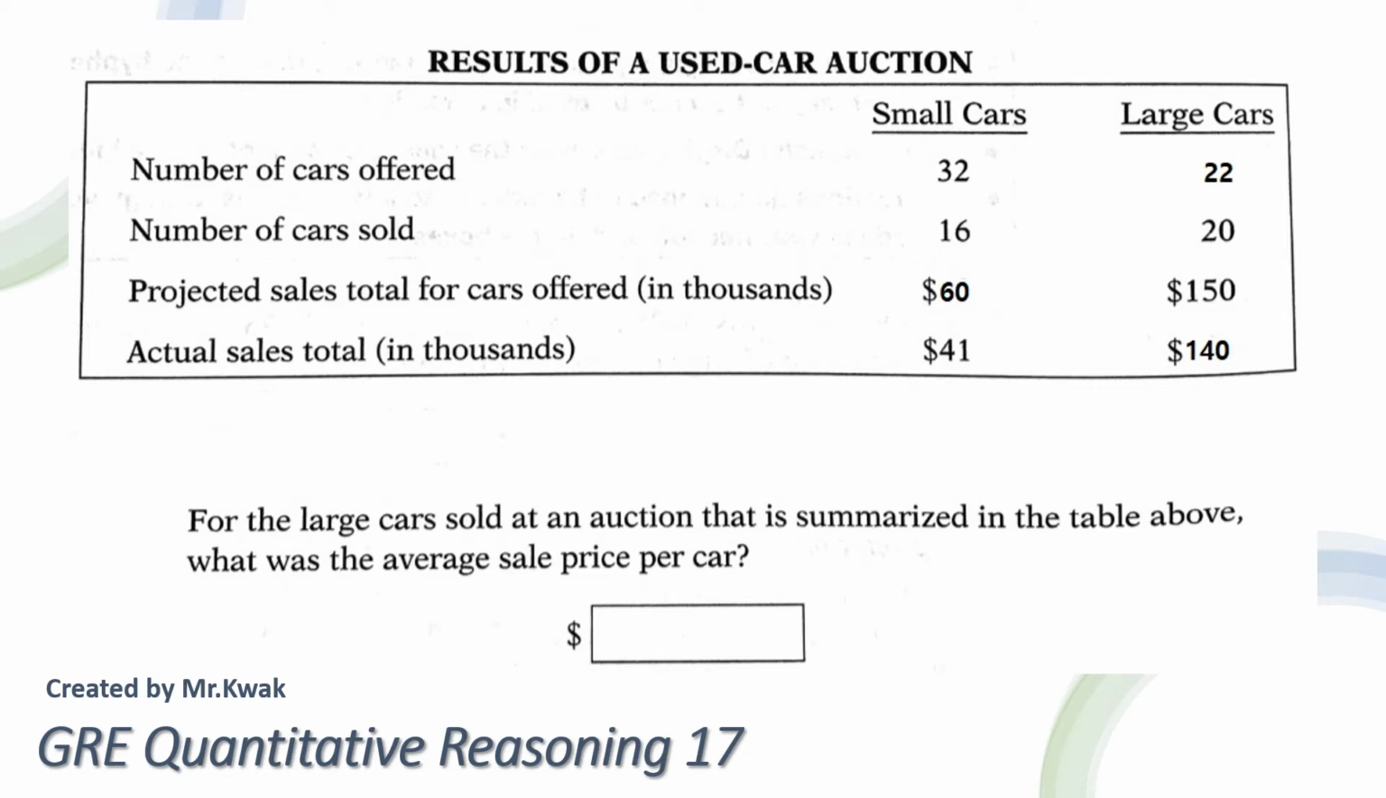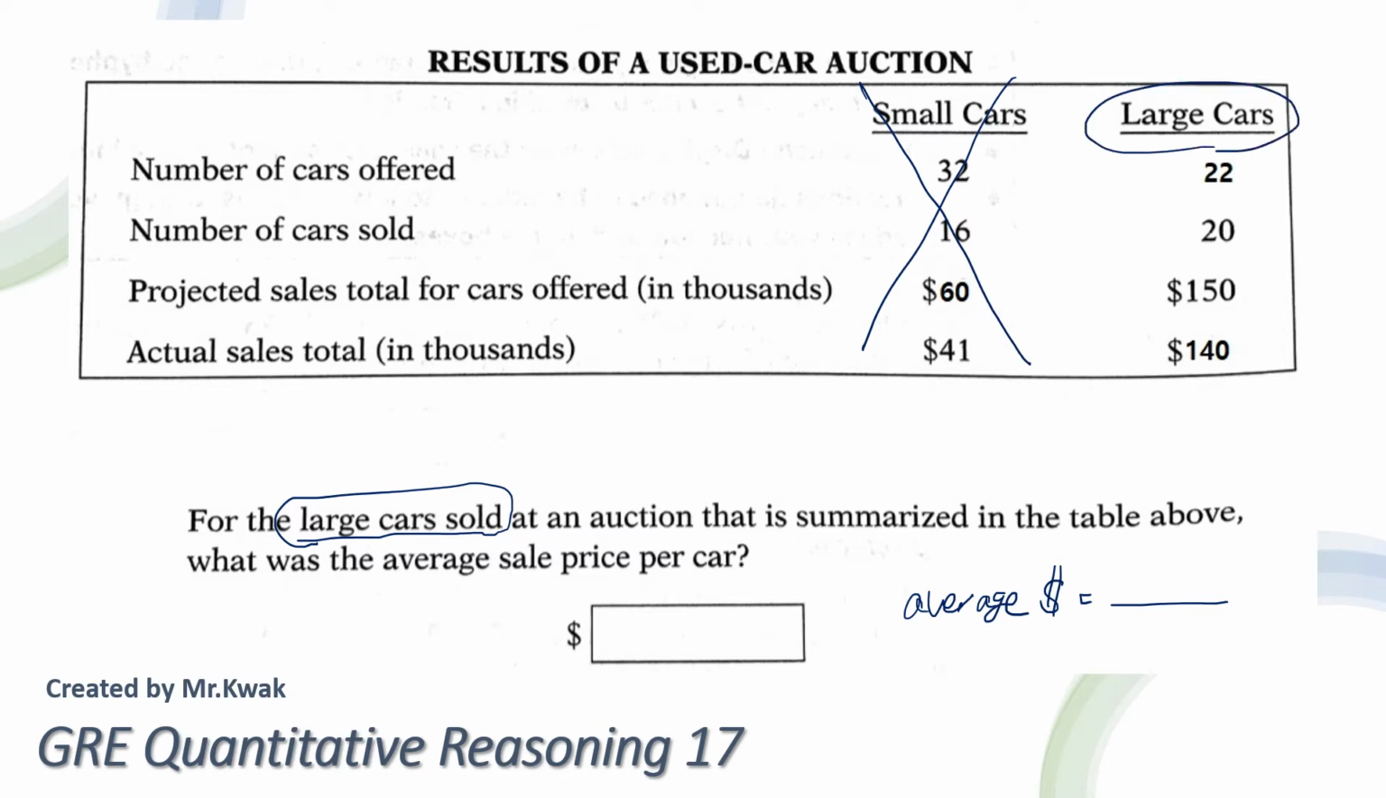So with a different color, average price of which one? Large cars sold at an auction. So we don't have to look at this part, because specifically we need to get the large cars. And numbers of cars offered? No. Just cross it over because we don't need it, and it could be confusing. And numbers of cars sold? Important.